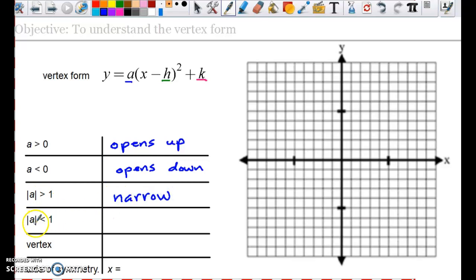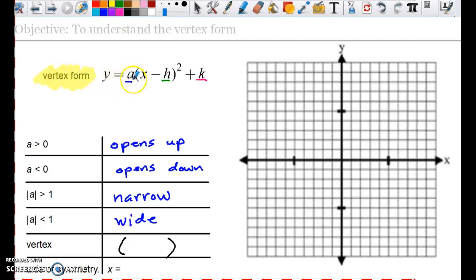If the distance from 0 is less than 1, it's going to be wide. All this means with these bars is absolute value, which means the distance away from 0. The vertex coordinate, this is what's really neat about this format. And this format here, up at the top of your screen, is called vertex form. This is probably the most important part of today's lesson. So this is what vertex form is.